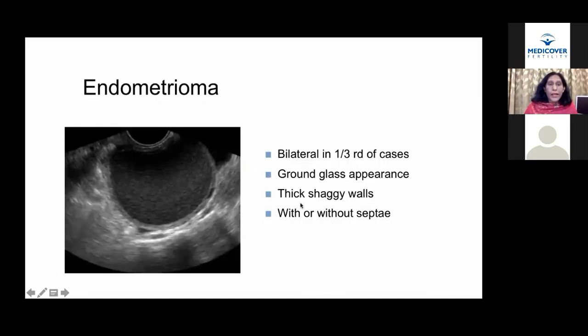Endometrium. Now this is quite common in females who have very painful periods, and you can see they have this ground glass appearance of the cyst. Of course, you have to measure the size of the follicle, but this kind of appearance is suggestive of endometrioma. It has thick, shaggy walls. It may be with or without septations.